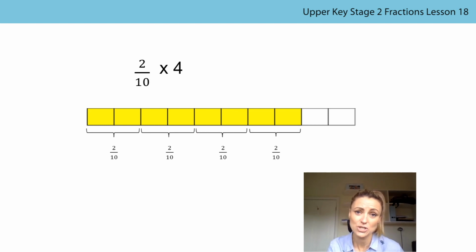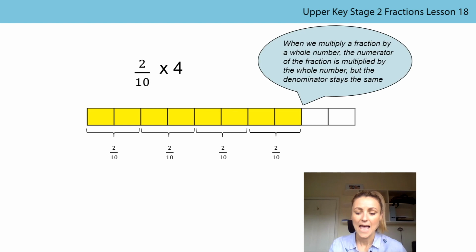We have got 2/10 and we are going to multiply that by 4. So using this model and using the generalisation that we looked at with the previous question, I'd like you to pause the video and see if you can calculate 2/10 multiplied by 4.